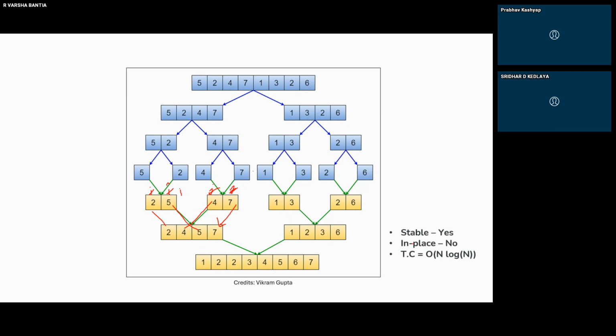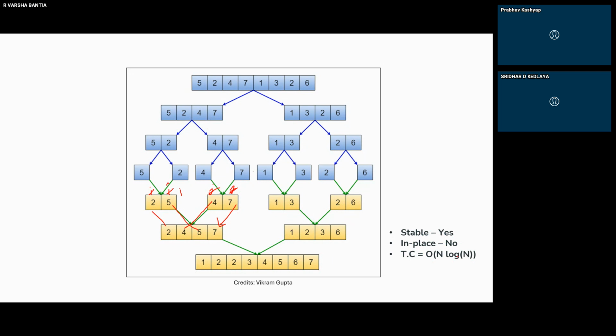Is merge sort in place? No, I'm using extra arrays to divide the problem. I'm using extra people. I'm giving the problem to others to sort it. So it is not in place. I'm using extra resources, extra storage space. Is it stable? Yes, merge sort is stable, and its time complexity will be n log n.